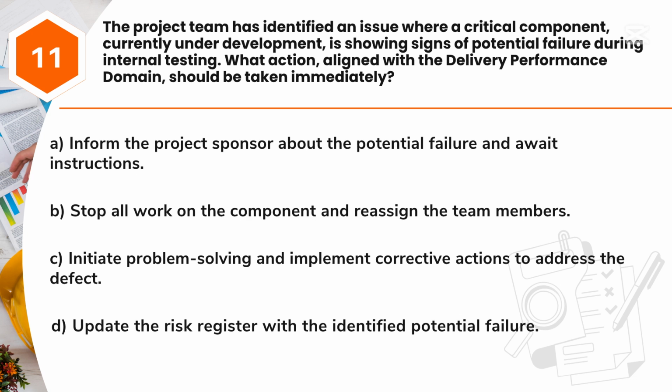Question 11. The project team has identified an issue where a critical component, currently under development, is showing signs of potential failure during internal testing. What action, aligned with the delivery performance domain, should be taken immediately? A. Inform the project sponsor about the potential failure and await instructions. B. Stop all work on the component and reassign the team members. C. Initiate problem solving and implement corrective actions to address the defect. D. Update the risk register with the identified potential failure.